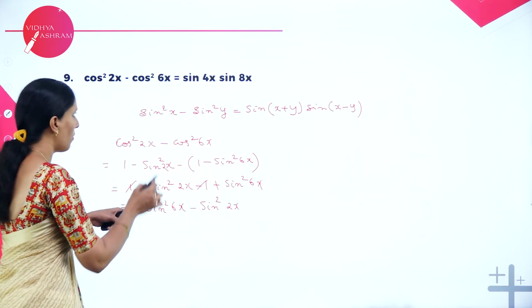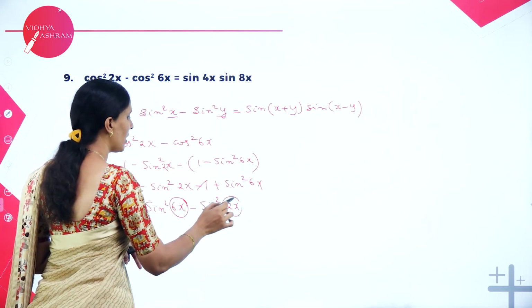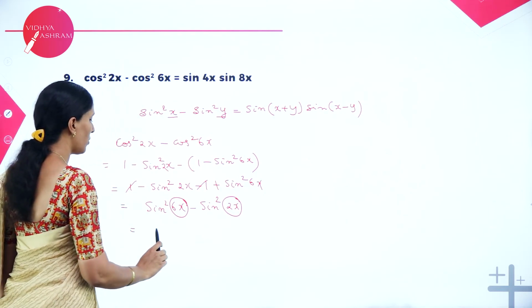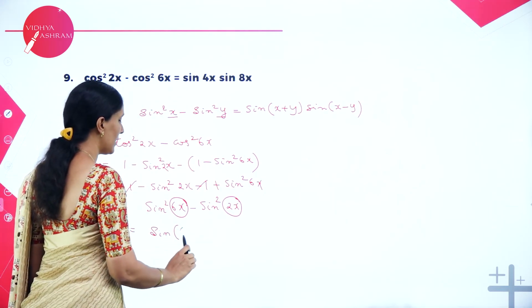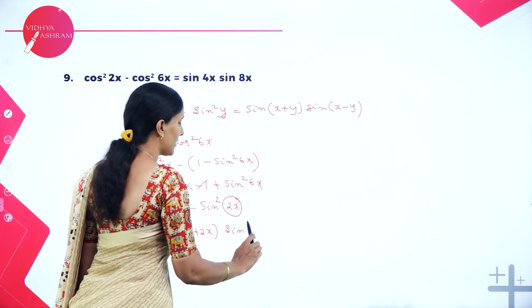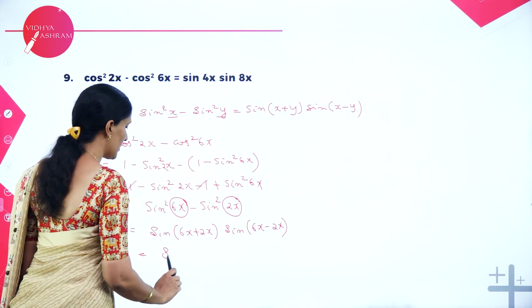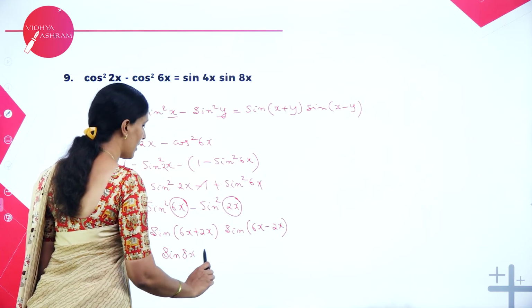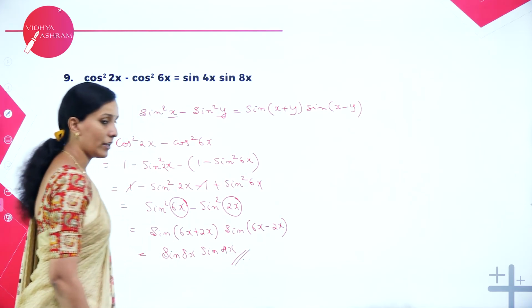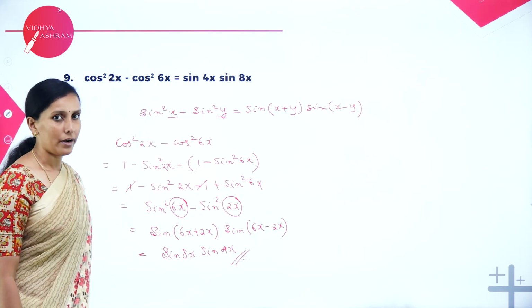Now this is in the form of sine square x minus sine square y. So this is x, this is y now. Hence you can write it as sine (x plus y) sine (x minus y). So you will get this in the form of sine (6x plus 2x) and sine (6x minus 2x). So that is equal to sine 8x and sine 4x. So this is another alternative method to show that LHS is equal to RHS.